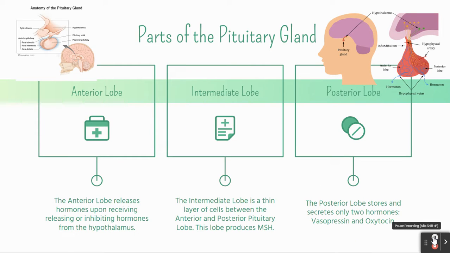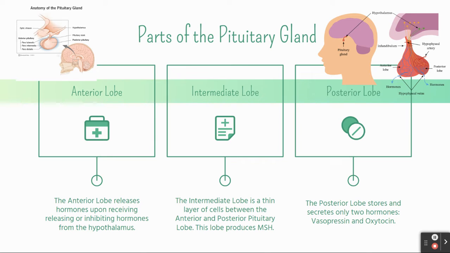There are three main parts to the pituitary gland: the anterior lobe, intermediate lobe, and the posterior lobe. The anterior lobe releases hormones when it receives hormones from the hypothalamus, and it releases hormones and inhibits hormones. It also releases a hormone known as ACTH to control cortisol levels in the adrenal glands when you're stressed. Other hormones include the growth hormone and prolactin.